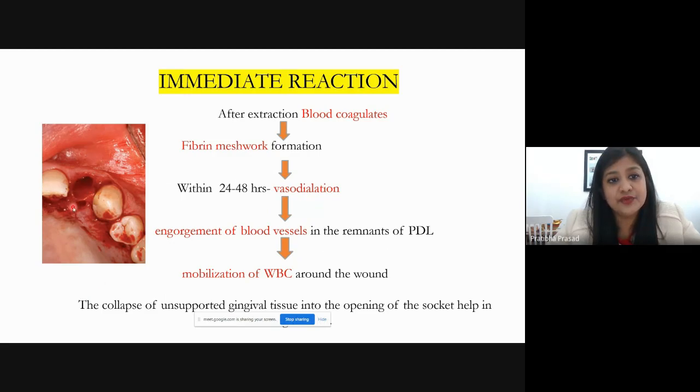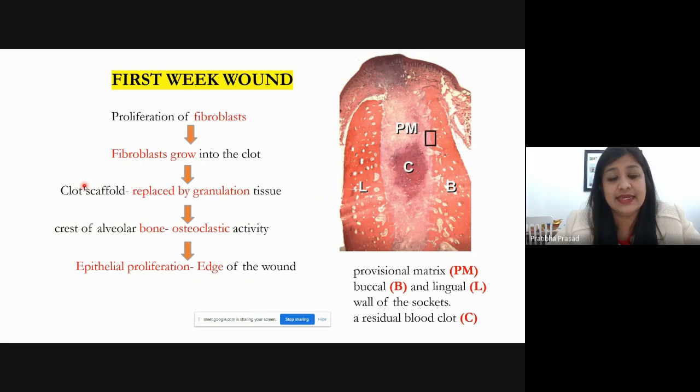And if you've seen, or if you've undergone the extraction yourself, the unsupported gingiva on the top of the bony socket is either sutured or it is left to collapse. This basically protects the clot which is within the socket, which is very important for healing. And in the first week, there is a lot of proliferation of fibroblasts, and these fibroblasts go into the clot. This is the C for the clot.